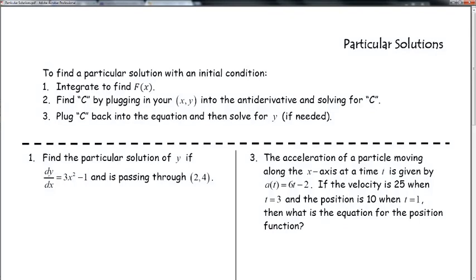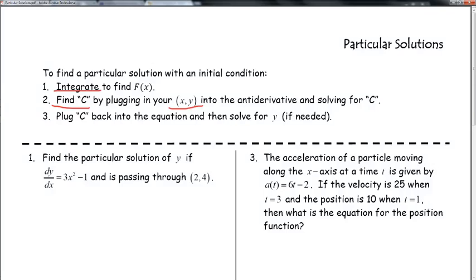Alright, we've already kind of hinted at this, but I wanted to have a formal video on particular solutions. So if you want to find a particular solution with an initial condition, first you want to take the antiderivative, use integration to find the antiderivative, that's the capital F of x. And then we're going to solve for c by plugging in the coordinate that they gave us, our x coordinate, y coordinate, and then solve for c.